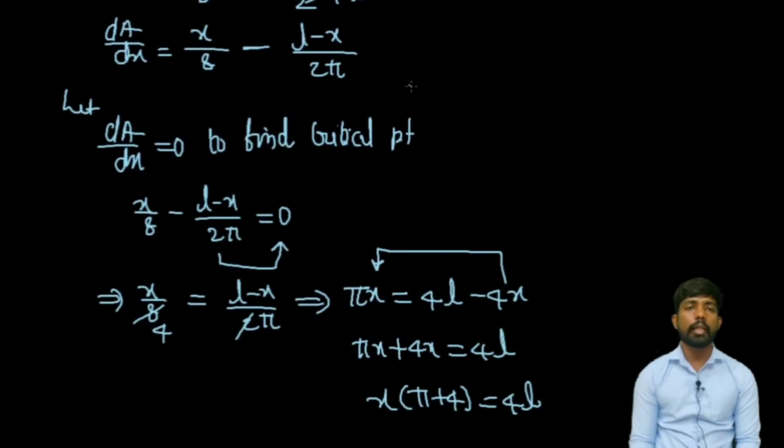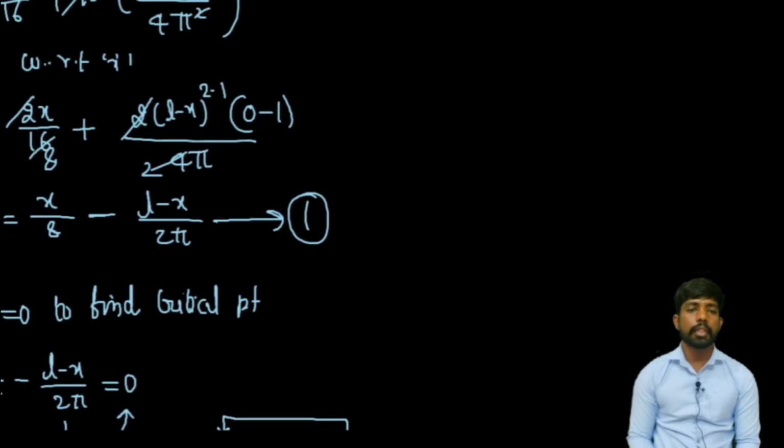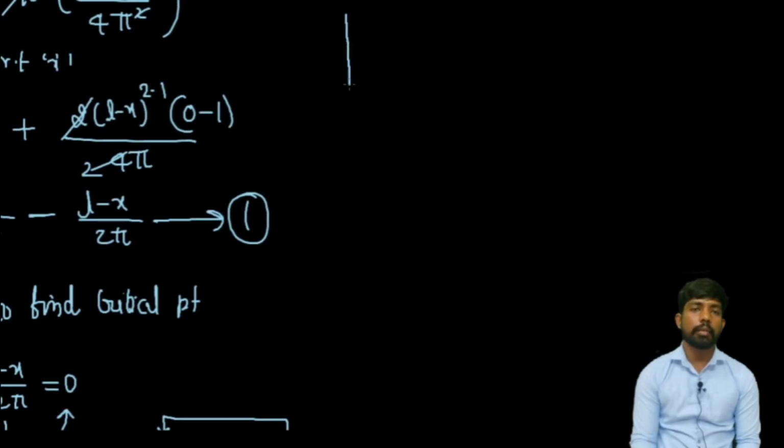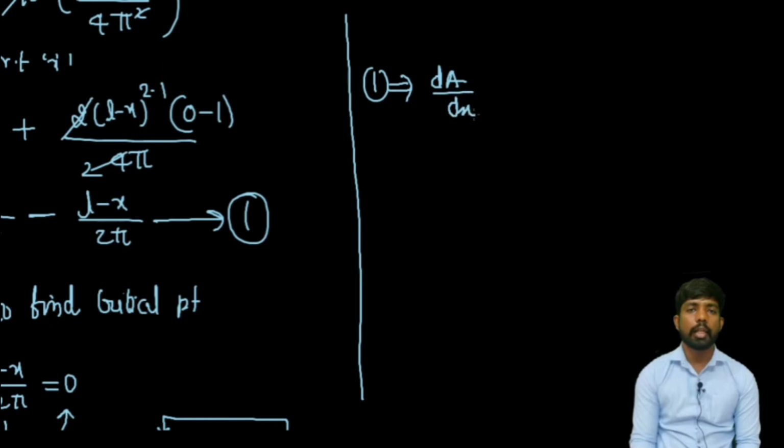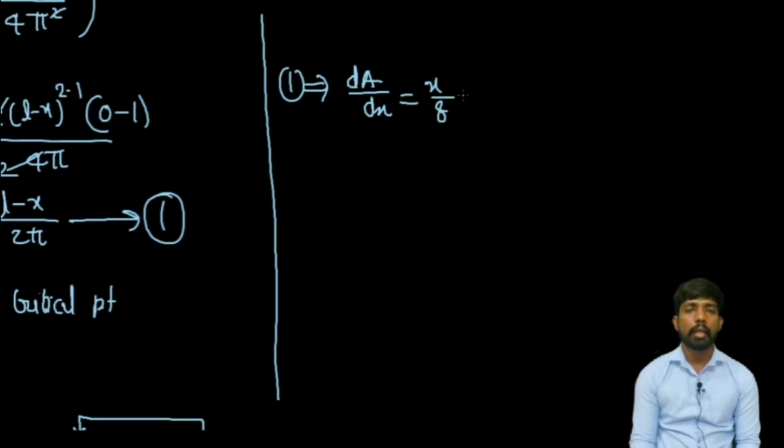Now here call it the single differentiation is 1. Now we got the critical point, we have to differentiate again, double differentiation. Now consider double differentiation. So equation 1 implies what is given, dA by dx is equals to x by 8 minus L minus x by 2 pi. Now differentiate with respect to x.